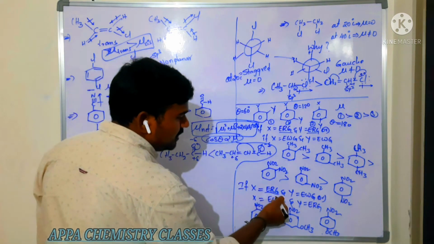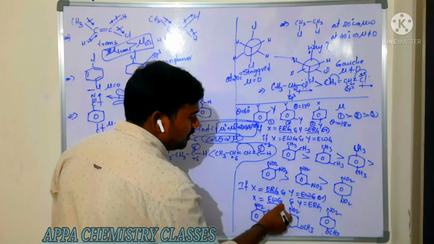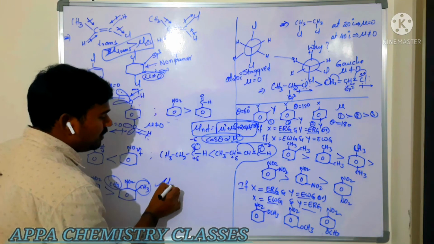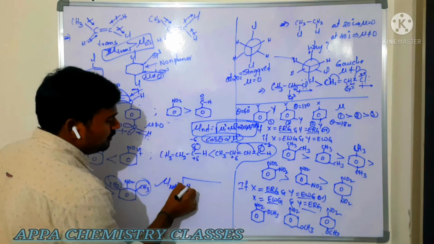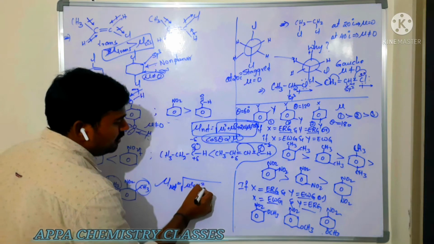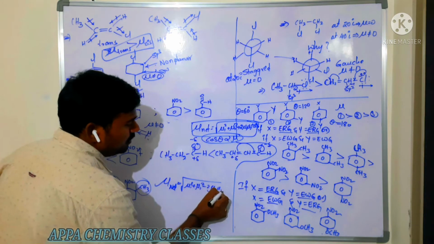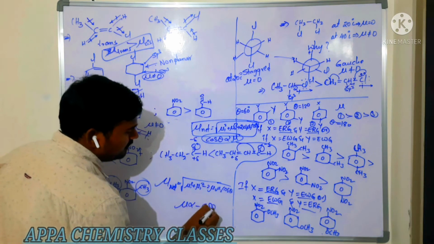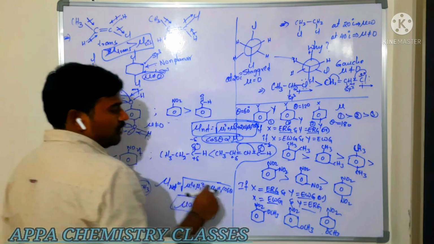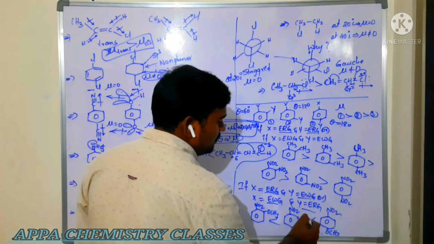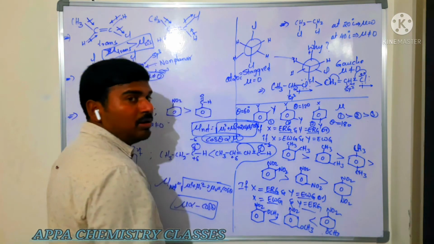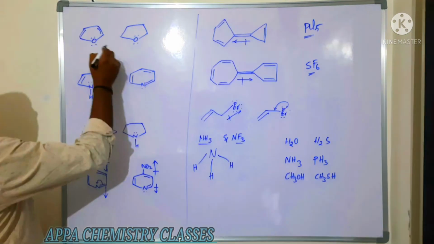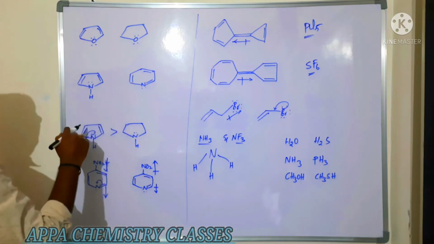But whereas if one is an electron releasing group and another one is an electron withdrawing group, or else X is electron withdrawing and Y is electron releasing group, the net dipole moment is calculated as square root of m1 square plus m2 square minus 2 m1 m2 cos theta. Now in this case, dipole moment is directly proportional to minus of cos theta. Okay? So now in this case the order will be reversed. That is, para substituted will have more dipole moment, after that meta, after that ortho. Is that clear?